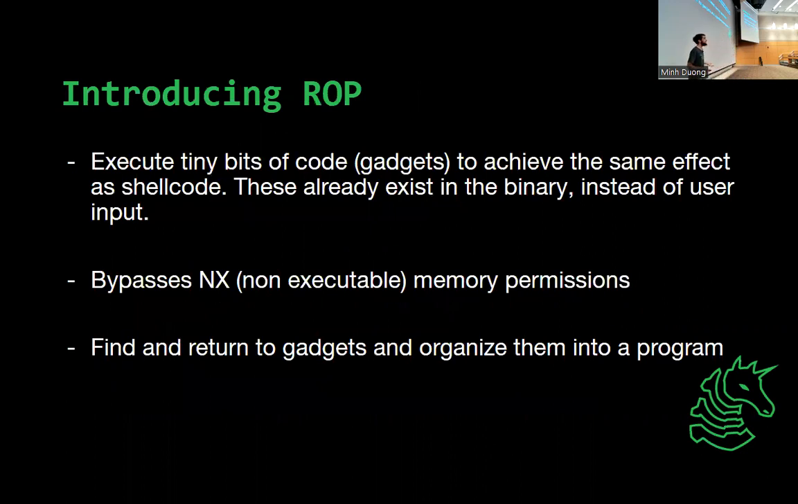So how do we bypass this? Well, about almost 2 decades ago, a paper came out introducing return-oriented programming. The idea is that we execute tiny bits of code, which we'll refer to as gadgets, to achieve the same effect as shell code. These already exist in the binary, instead of it being input that the user has put in to try and be malicious about it. This completely bypasses non-executable stack because we're jumping between bits of code in the executable region of the binary. So our goal is to find and return to these gadgets and organize them into a meaningful program.